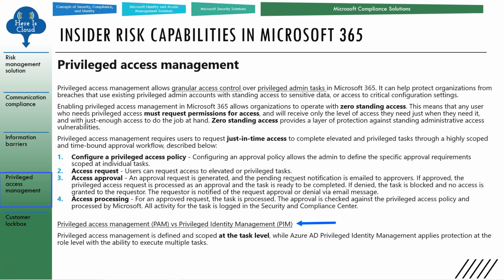So what is the difference between privileged access management and privileged identity management? This is important to remember. Privileged access management is defined and scoped at a task level, while Azure AD privileged identity management applies protection at a role level with the ability to execute multiple tasks. So privileged access management, that's why it is mentioned, is at a more granular level. It's a granular access control compared to privileged identity management, which is role level and can do multiple tasks.